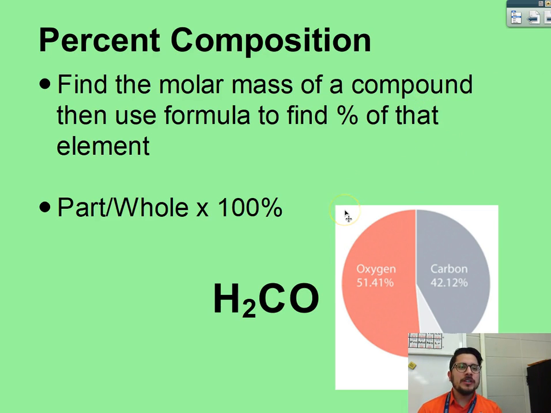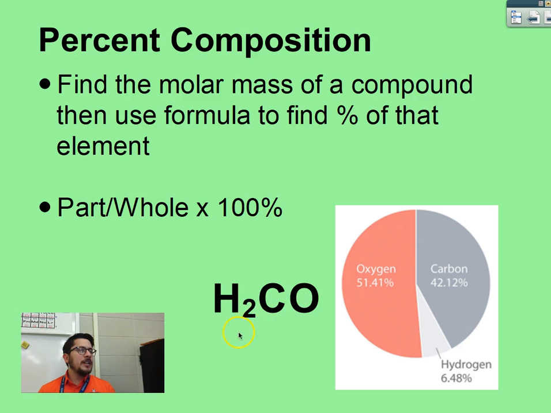The percent composition is a little easy. The first thing you need to do is understand what it is. If you look at this formula here, it is H2CO. I'm basically saying if I had that molecule, or that compound, in my hand right now, I want to know what percent is hydrogen, what percent is carbon, and what percent is oxygen. I've shown you a little graph here, and I would see 51.41% of this is oxygen. But how did we get these numbers? How did I get these percents?